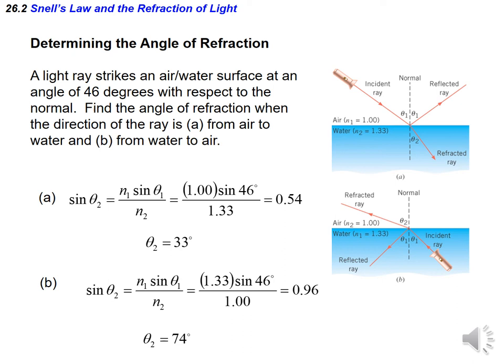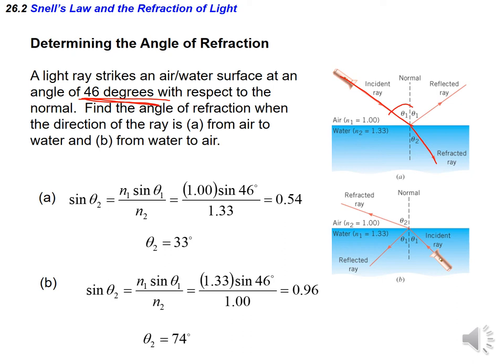A light ray strikes an air-water surface at an angle of 46 degrees with respect to the normal. We have the given angle of incidence that's equal to 46 degrees. According to this, a light ray strikes from air first, then to water. Find the angle of refraction when the direction of the ray is from air to water. And for letter B, that's the opposite direction, from water to air.